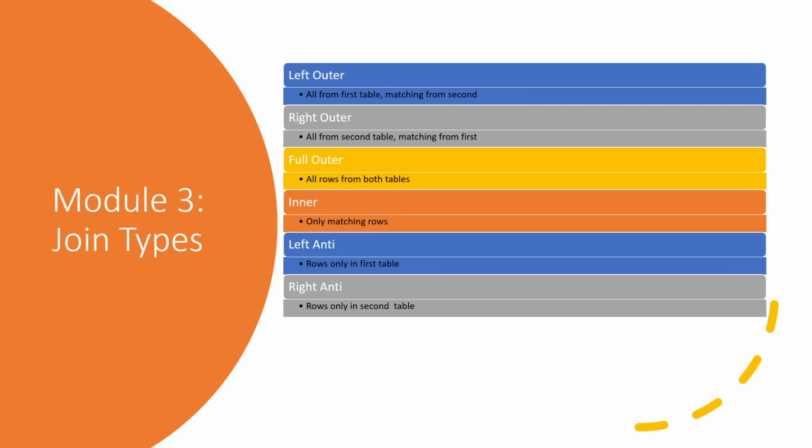The other join types are listed on the slide. If you use a full outer join, it will return all the rows from both tables. An inner join would only return matching rows, so on and so forth.